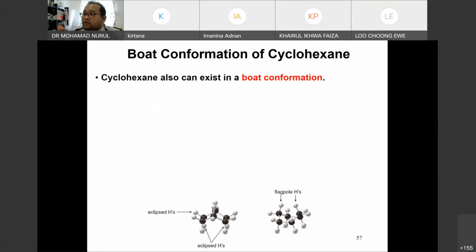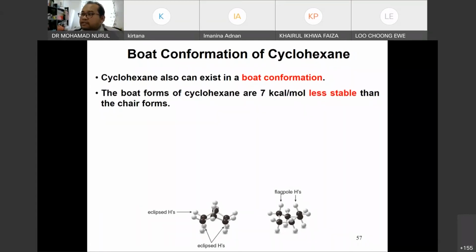So cyclohexane can also exist in other conformers. We are not interested in discussing this one, but this is another conformer in between. If you want to convert from one chair conformer, after you flip the structure, in between chair conformer A and chair conformer B, there are boat conformers, but they are not really stable. Both conformations of cyclohexane are 7 kilocalories per mole less stable than the chair conformation. That's why in general they prefer to go to the more stable one.